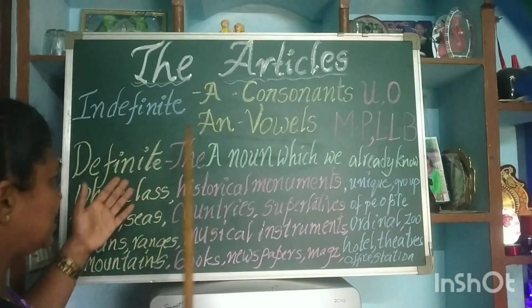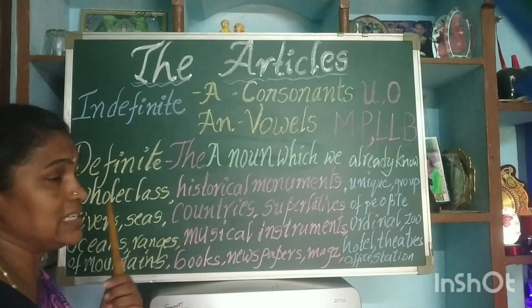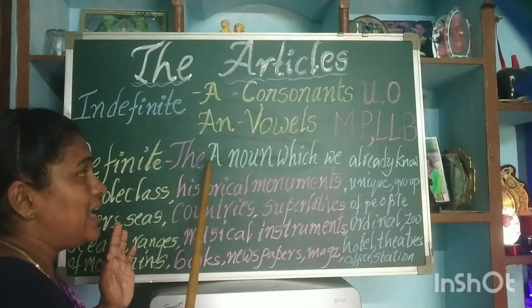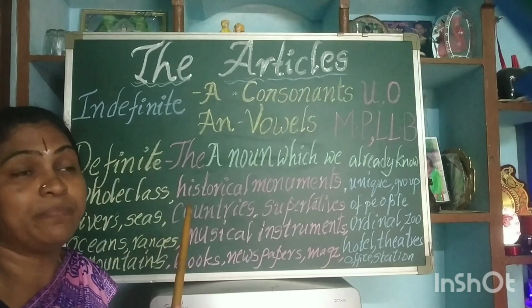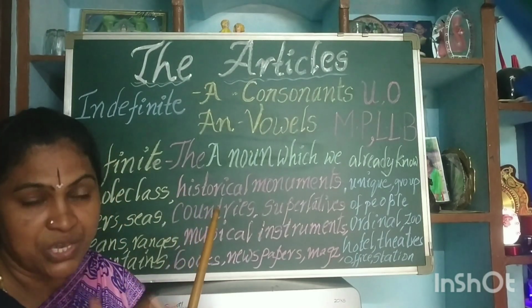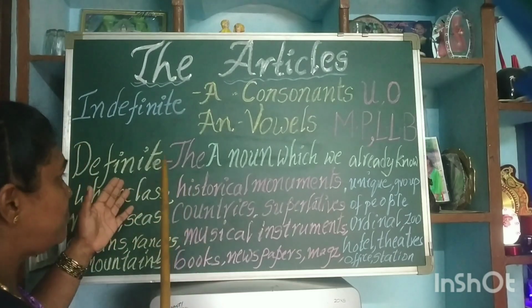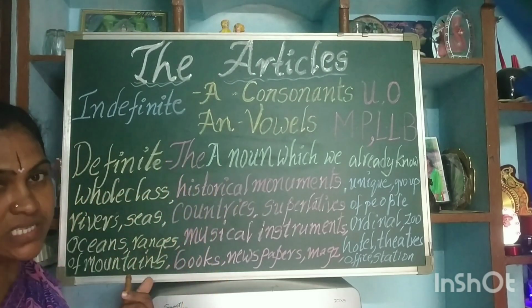Okay. Coming to the definite article. The is called the definite article. Why? Because it is used before a noun which we already know, the particular person or the particular thing which we already know. So there we are using the. Okay, coming to the examples.